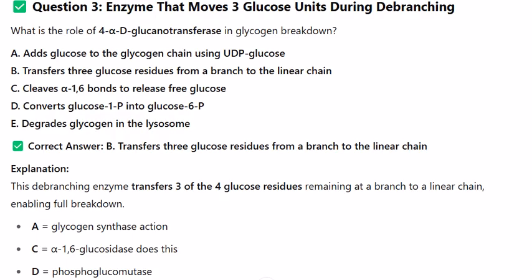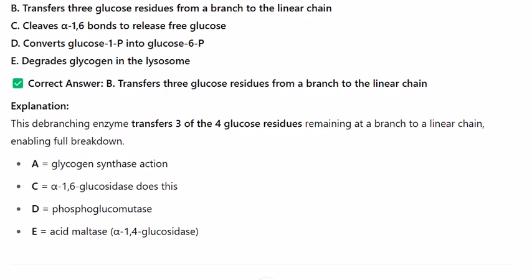Explanation. This debranching enzyme transfers 3 of the 4 glucose residues remaining at a branch to a linear chain, enabling full breakdown. A equals glycogen synthase action. C: α-1,6-glucosidase does this. D: phosphoglucomutase. E equals acid maltase, α-1,4-glucosidase.